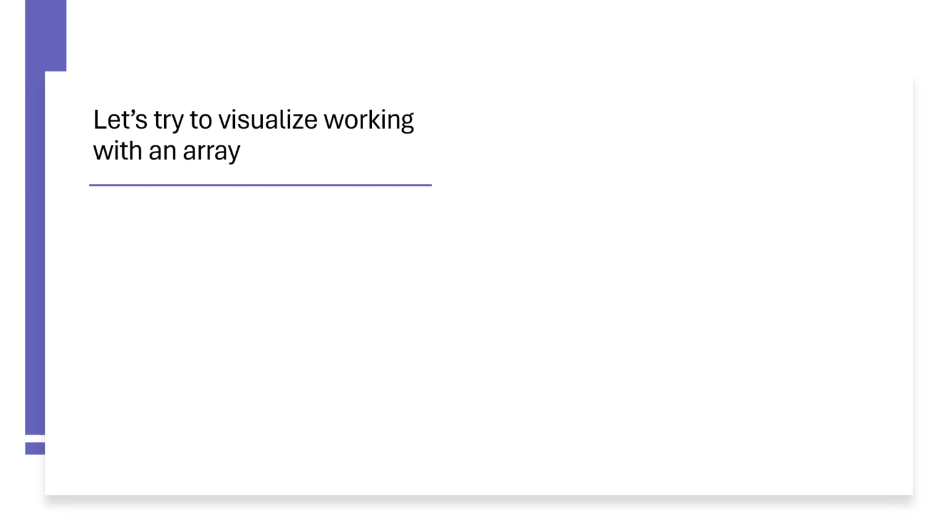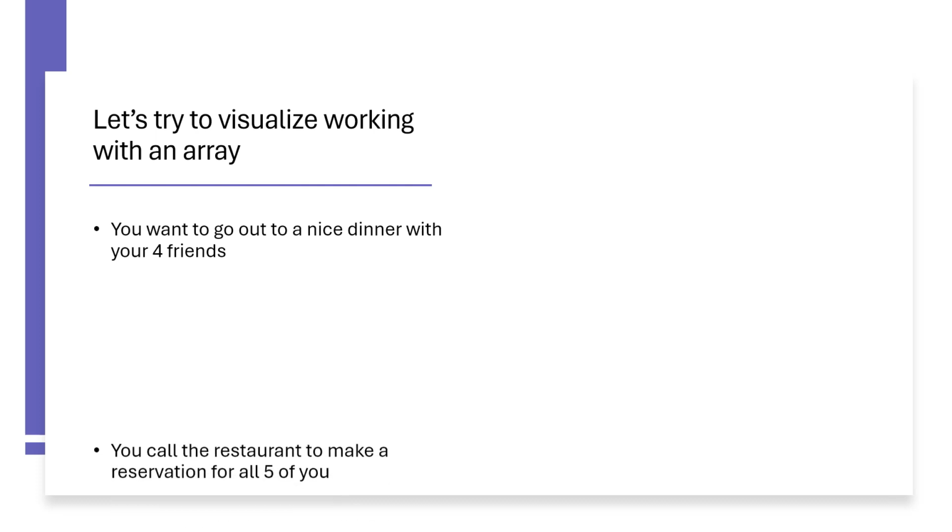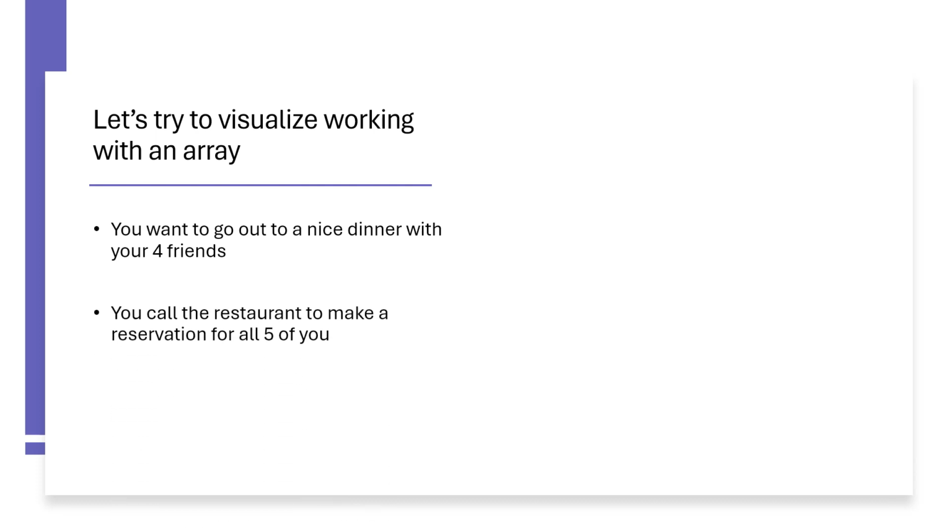So let's try and visualize working with an array. Let's imagine, for example, we're going to do a little bit of a story here. Let's imagine you want to go out to a nice dinner with your friends, and you're going to take out 4 friends. So there's 5 of you in total. It's a fancy restaurant, so you can't just show up and hope to get a table. So you're going to call ahead. You're going to call the restaurant. Maybe it's the Keg or something like that. That's about as fancy as I go. And you call and you say, "Can you please reserve a table for 5?"